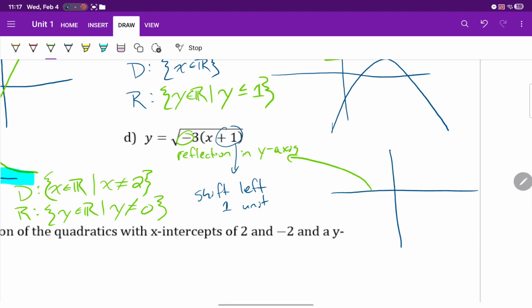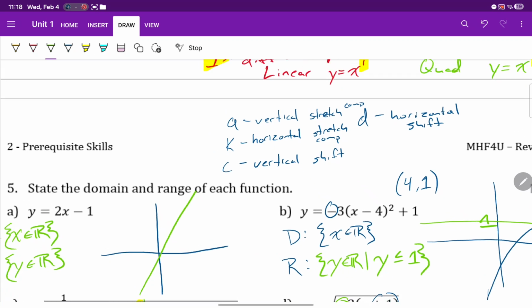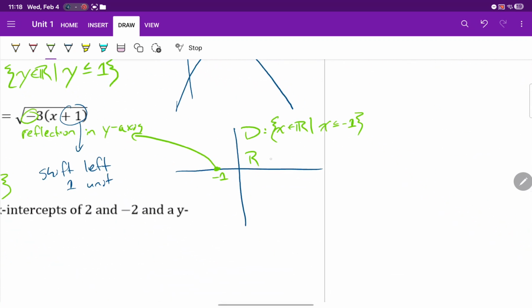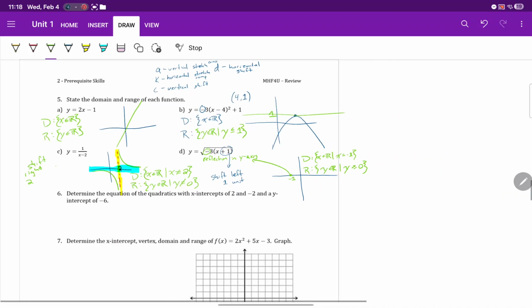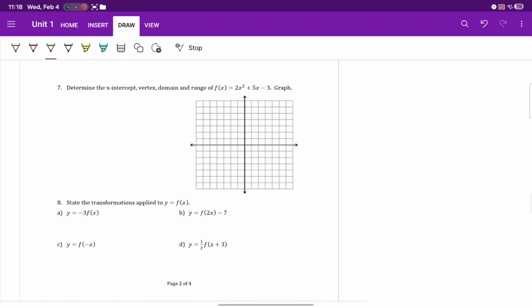Kind of like that. So my domain of this function is x is an element of all real numbers such that x is less than or equal to -1. Okay, this is the point that it starts at, -1. And my range is y is an element of all real numbers such that y is greater than or equal to 0. The y coordinate here is 0 and it's always above 0. All right, we've got a couple more questions left here.